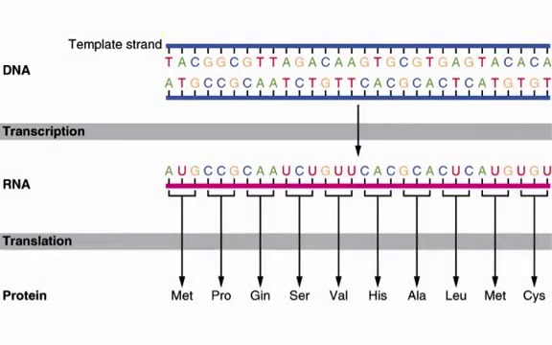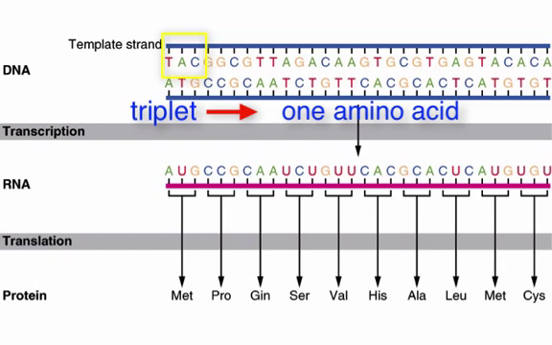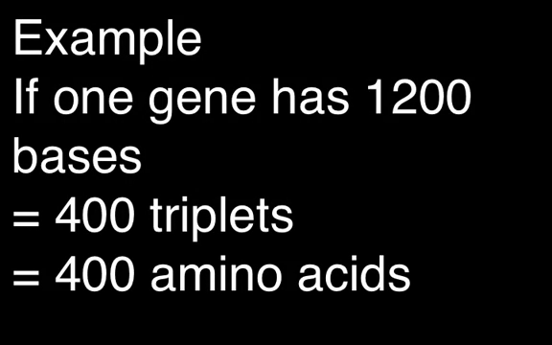On each gene segment, the bases are grouped in threes called triplets. One triplet provides the code to produce one amino acid. Since proteins are chains of amino acids, each triplet will code for one amino acid in that protein. For example, if a gene segment has 1,200 nitrogen bases, that means there are 400 triplets and 400 amino acids would be produced. The resulting polypeptide, or protein, would be 400 amino acids long.